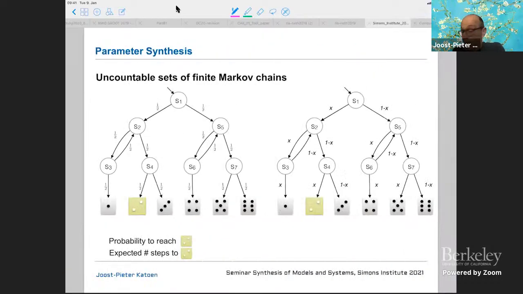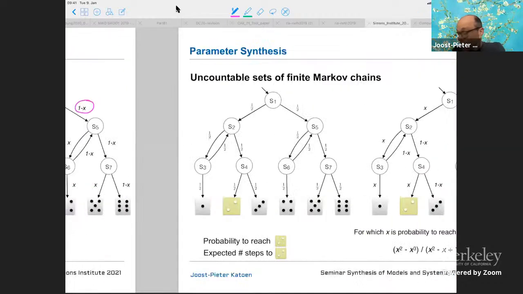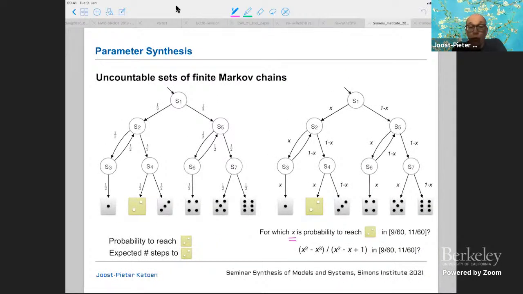Instead, in the parametric setting, what we have are parameters. So here is the bias of the coin, x and 1 minus x. You're still interested in, for instance, reaching that state. But now we're interested for which values, so for which bias of the coin, can we reach our target state with a certain probability. Let's say the probability lies among 1/6. Then you can actually synthesize a rational function in the parameters, and you check for which values of x this is the case. What we get here is an uncountable set, because the variable x can have a real value, so we have uncountably many possibilities of finite Markov chains. The Markov chain itself is finite state.